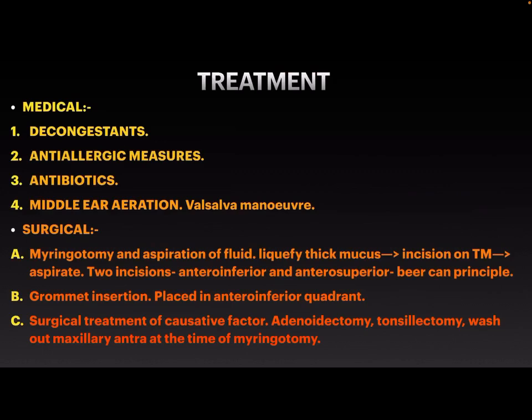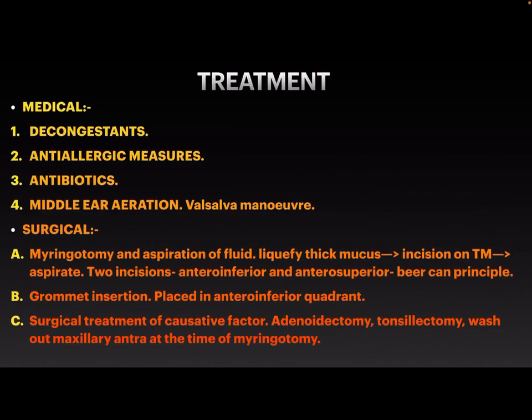Over here you can give two incisions, one in the anterior inferior quadrant and one in the anterior superior quadrant. Now why are we giving two incisions? When you give an incision first in the anterior inferior quadrant, some of the fluid will come out, but if you give one more incision in the anterior superior quadrant, some air will enter through that and press on the fluid inside, and it will force more fluid to come out through the anterior inferior quadrant. This is known as the beer can principle. So this can be applied over here.